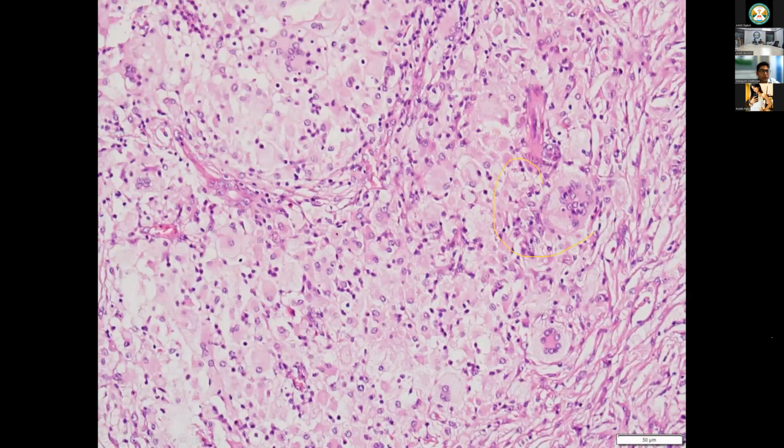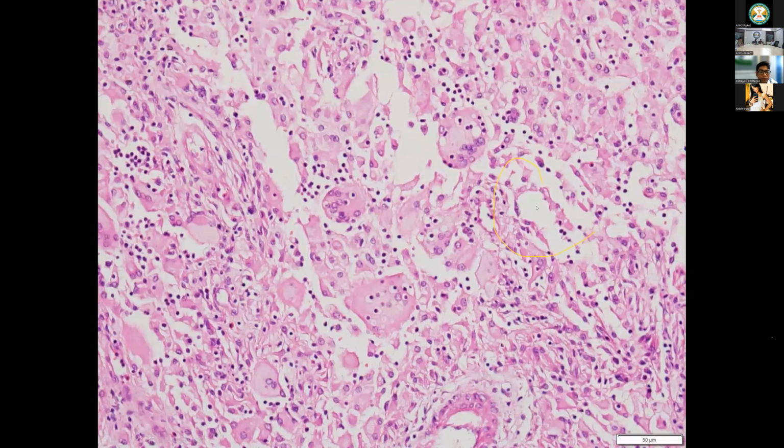So another photograph where we can see these large voluminous cells with abundant eosinophilic to pale or clear cytoplasm and peripherally pushed nuclei. Some have centrally placed nuclei, some multinucleated giant cells here, and very bland chromatin. There is no atypia, no mitosis, no necrosis.